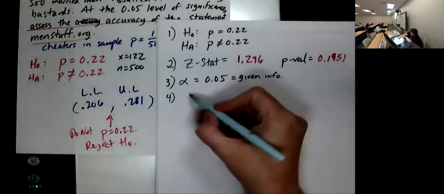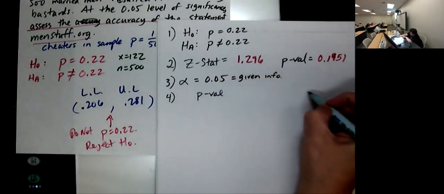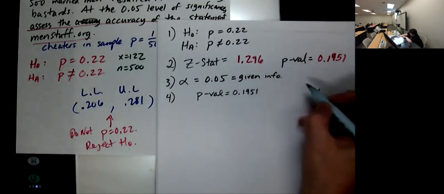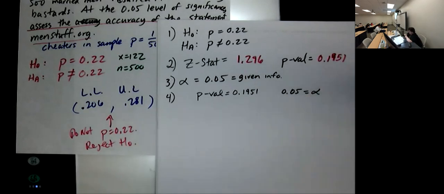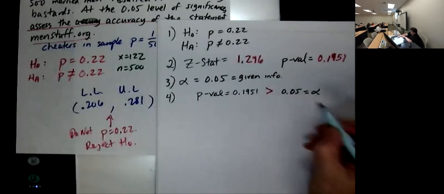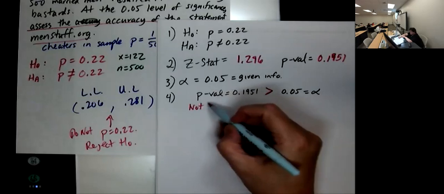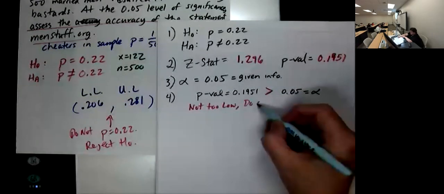So here we compare p-value with alpha. Which one is larger here? Is p-value less than or greater than alpha? It's greater than. So it's not too low. Do not reject H naught.